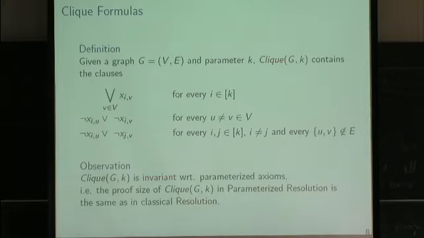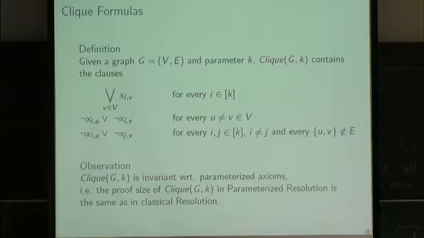So here you have again these clique formulas. Let me quickly remind you of these. You have a graph, and the formula clique G,k contains these clauses. So you have variables x_{i,v}, and the variable x_{i,v} indicates that the ith vertex from the clique is the vertex v. So you number the vertices that you want to put in the clique, and the ith vertex from the clique is v, yes or no.